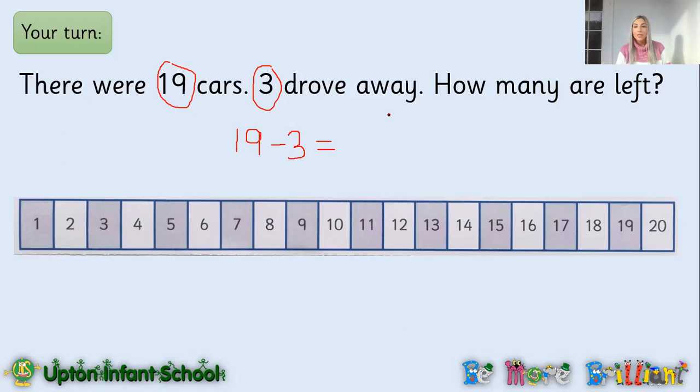Okay, well done everybody. So welcome back. We are now going to go through how to do this one. So 19, take away 3. So I'm going to start on 19 because it's my first number. I'm going to go 3 jumps back. 1, 2, 3. I'm going to circle my answer and I have landed on 16. I need 1 10 and 6 1s.